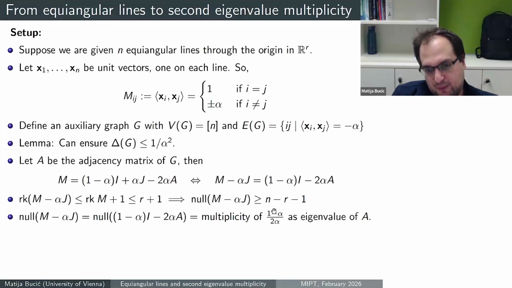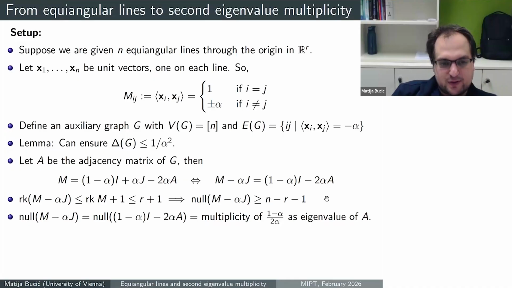And this is just the multiplicity of (1 minus alpha) over 2 alpha as an eigenvalue of this adjacency matrix, or equivalently of our graph G. So this is where that hidden (1 minus alpha) over 2 alpha was showing up on the previous slide. So that's exactly that function. And here again, I'm just using that the identity and A commute very nicely, and that you can always divide nullity by non-zero numbers and so on. So I'm also tacitly assuming that alpha is not 0, because that makes them orthogonal, and we understand everything in that case.